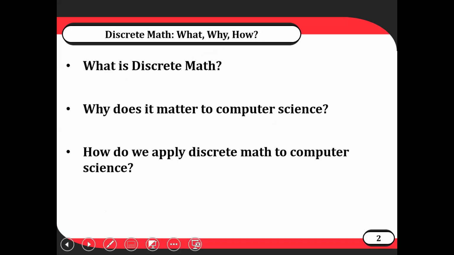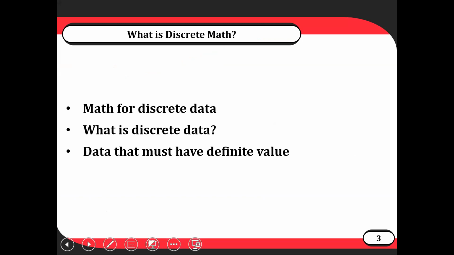Okay. So what is discrete math? Why does it matter to computer science? And how do we apply discrete math to computer science? Those are the three questions that we're going to look at up to the break, and we're going to try and answer them, or at least give you an introduction to an answer. So discrete math is math for discrete data, but that's sort of a roundabout answer.